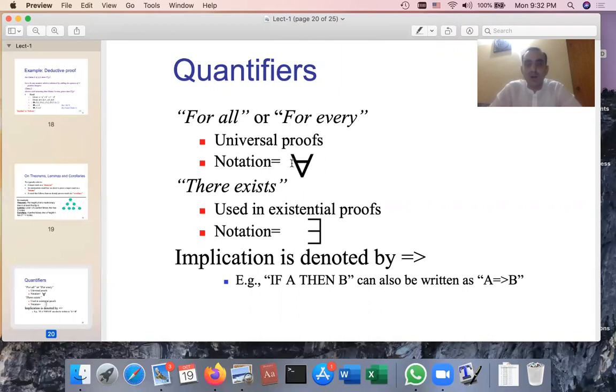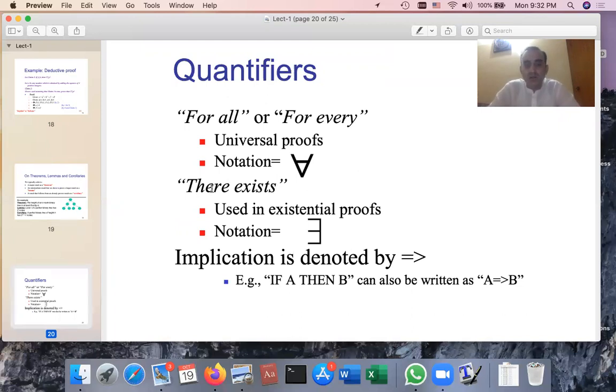So there is a symbol for every. This is the capital A in reverse direction. So this is a symbol for all, to represent for all or for every, and these are the universal. We normally use these symbols for universal proofs. And we can also use another symbol, which is the mirror image of E. So there exists.